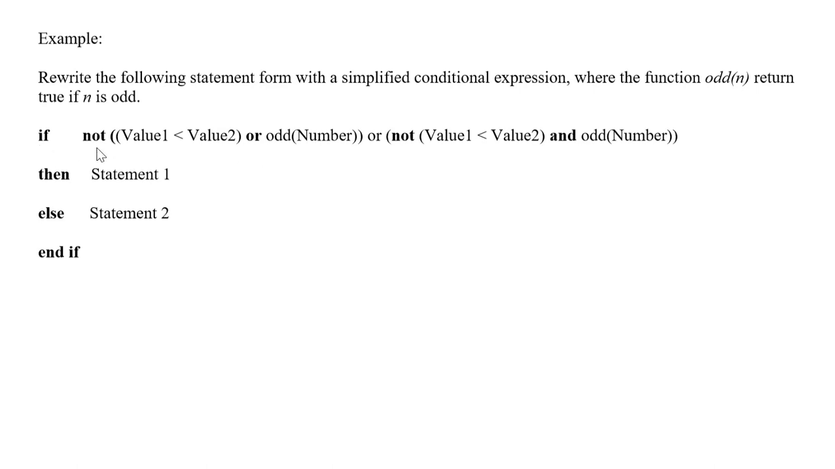So for example, if not (value 1 less than value 2) or odd(n), or not (odd(value 1 less than value 2)) and odd(number). So if this condition is true, then do statement 1, else do statement 2, end if. So what I'm going to focus on is this condition in here. So let's see. If I let A be, A will be what? Value 1 less than value 2. And let's call B this function, odd(number).